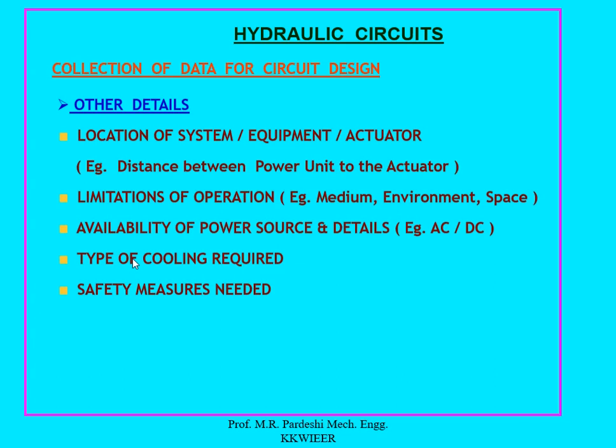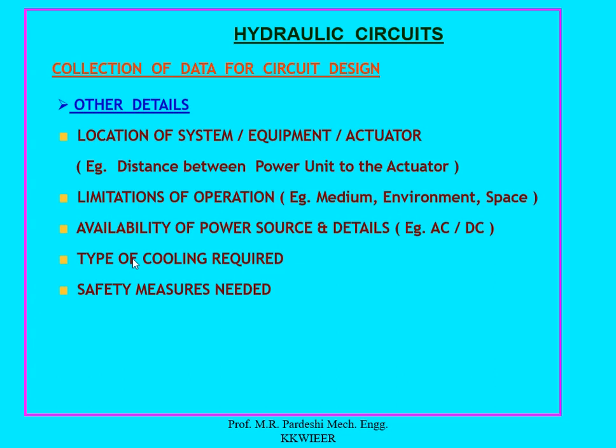For example, the distance between the power unit and the actuator. So what is the distance between the power unit and the actuator? In between that we need to set what is the control element, what is the flow element, what is the direction element, and all other things we need to occupy in between. Then limitations of operation, for example medium, environment or space.